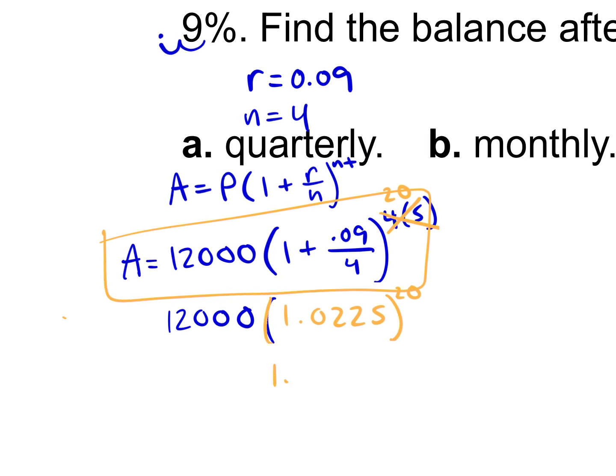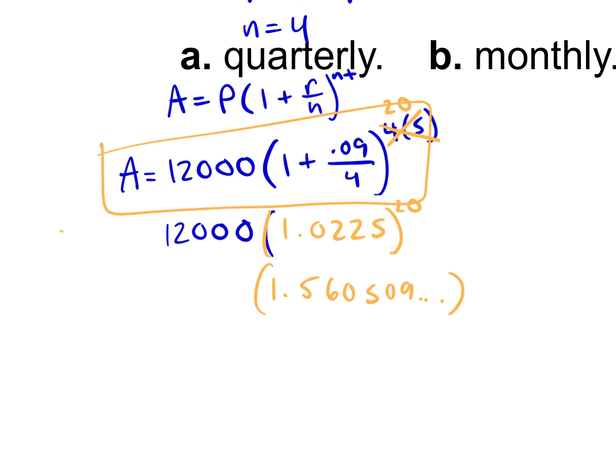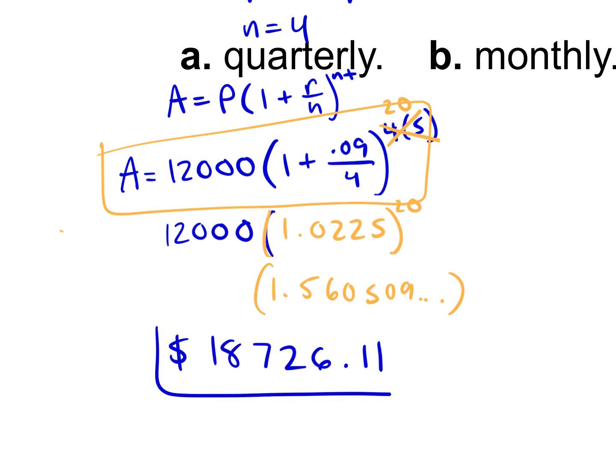So we're going to raise this to the power of 20. We get 1.56059. It keeps going. Keep all the decimal places for each step. Keep it in your calculator. Then we multiply this times 12,000. You should get 18,726.11. We always round to 2 decimal places because we're talking about money. So this would be our ending amount.